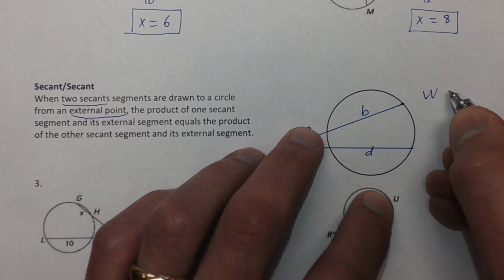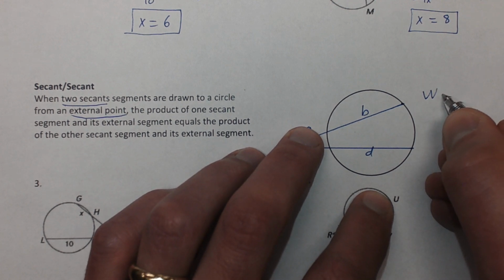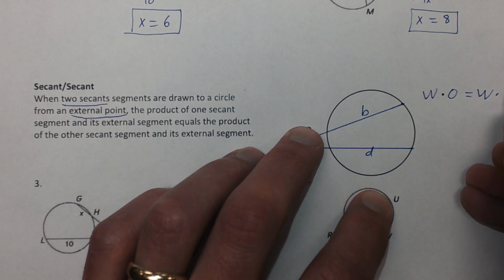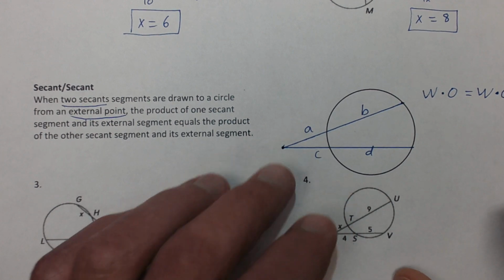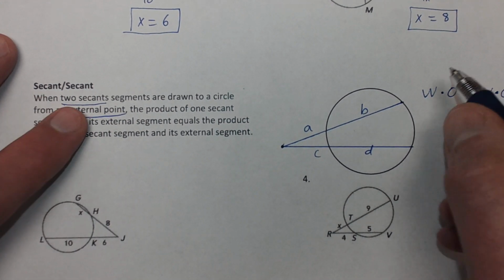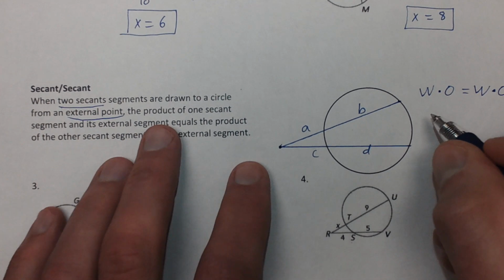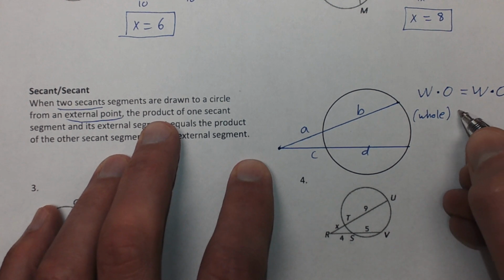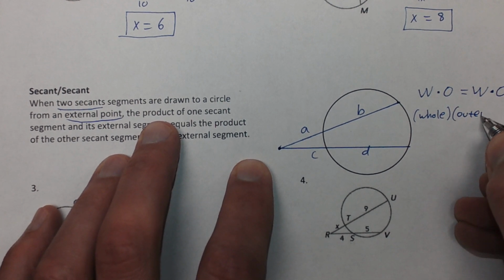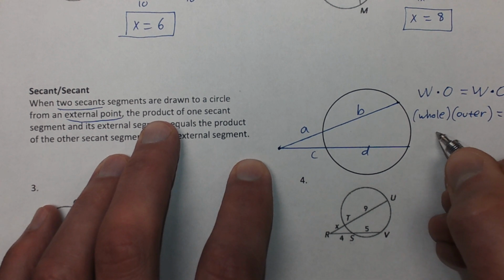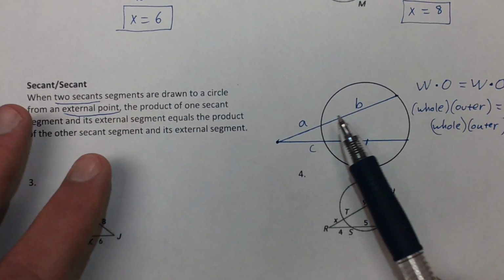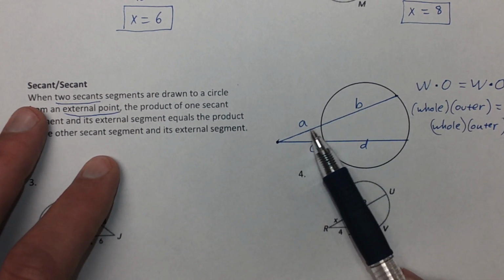So I'm going to write that over here. This is one way you can remember this. W times O equals W times O. That's the way you're going to probably want to think about this. And W stands for the whole. The whole times the outer part is equal to the whole times the outer of the other. So the whole segment, A plus B, times the outer, which is just A.